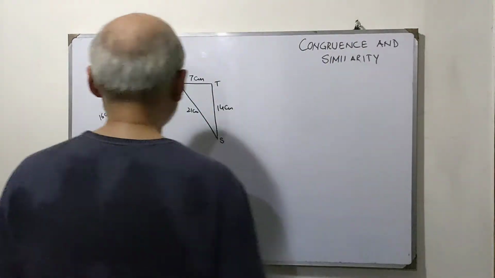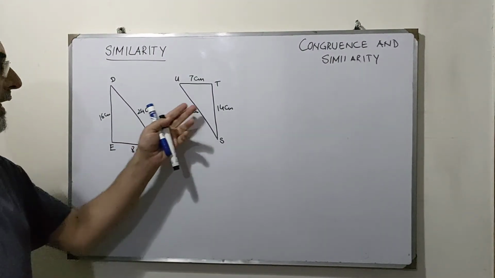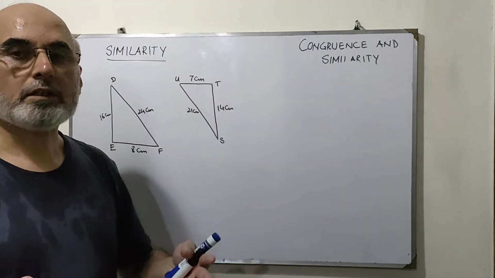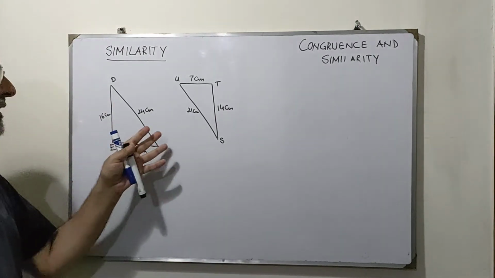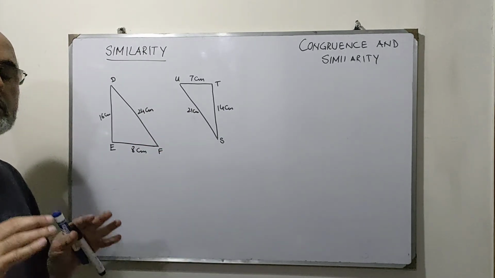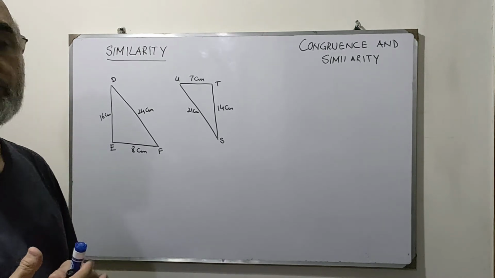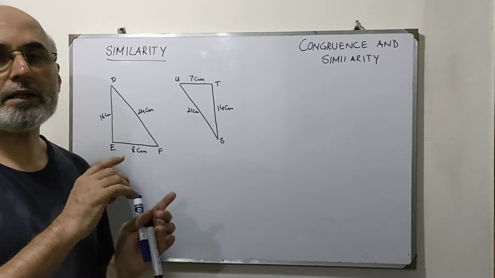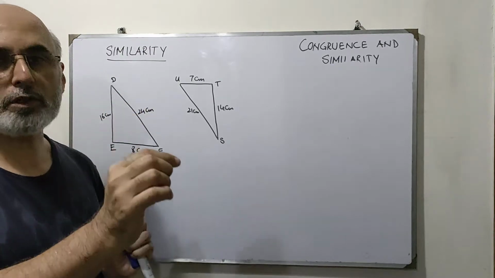We have here two triangles, DEF and STU. We have to check whether both the triangles are similar or not. We don't have any angles here, so in this case, we are not going to discuss angles, just going to check the ratios. Since for the ratios we are going to compare the sides, it is best to see which vertex is corresponding to which vertex.